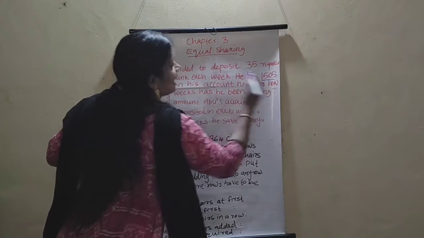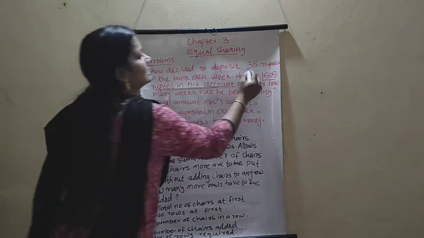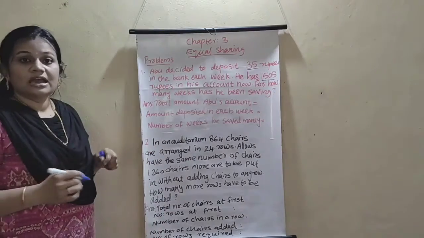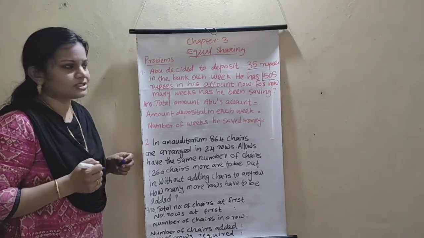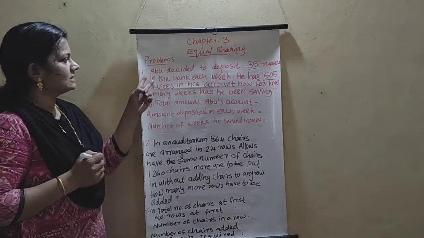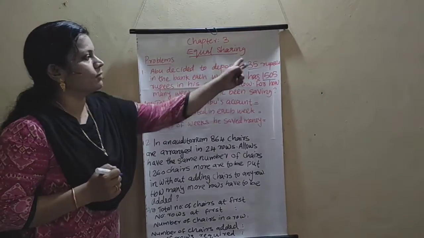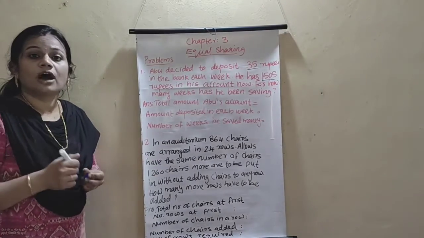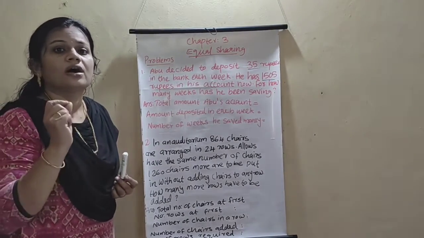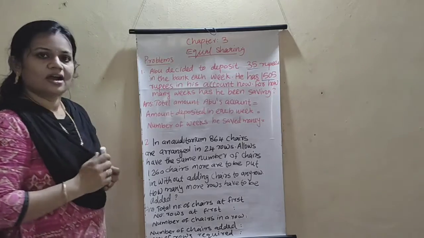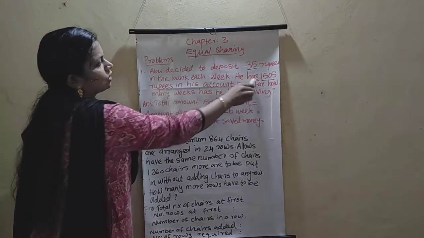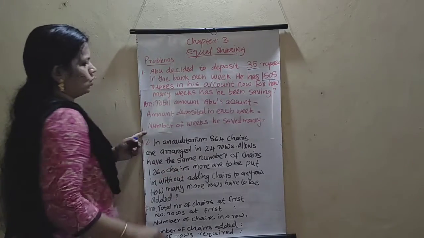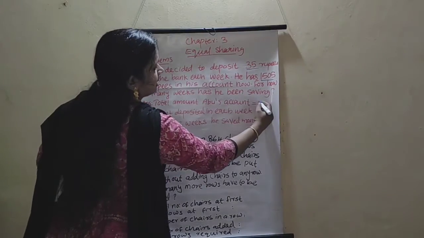1505. Every week he deposited 35 rupees. We want to calculate the number of weeks. Understood? The amount is given. Every week he deposited 35 rupees, and we want to calculate the number of weeks. Understood? Then what is the total amount? What is the total amount in Apu's account now?